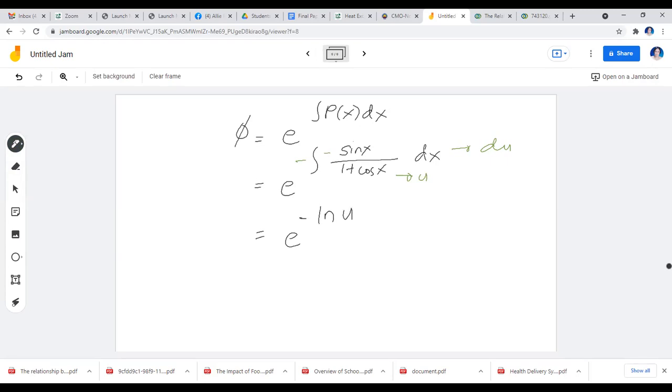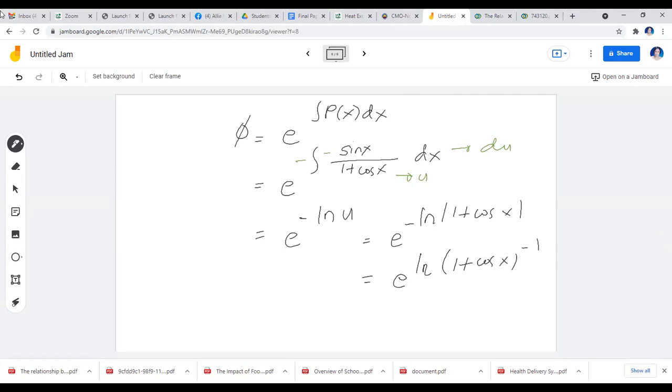ln of u, whatever that u is. In this case, that would be e raised to the ln of u, which is 1 plus the cosine of x. Now, this negative 1 is actually the exponent of the argument of your ln here. So you can write your exponential function here as e raised to the ln of 1 plus the cosine of x raised to negative 1.